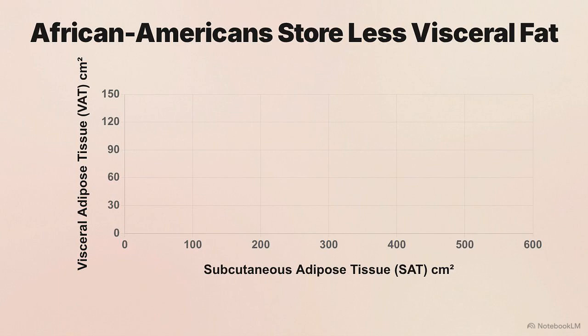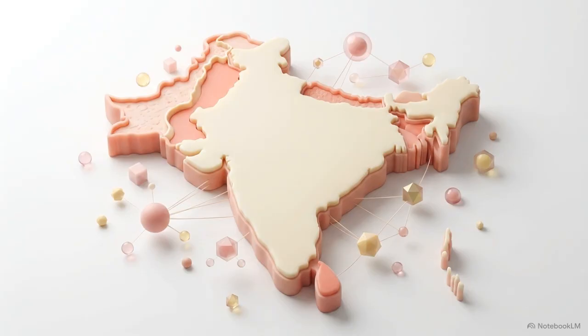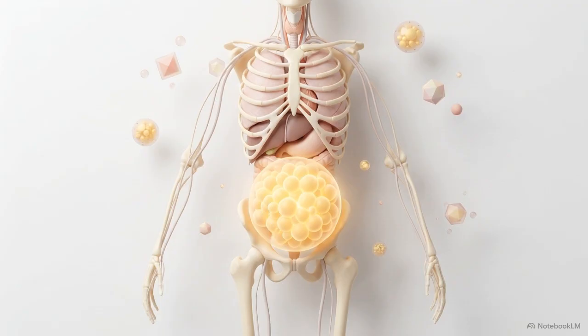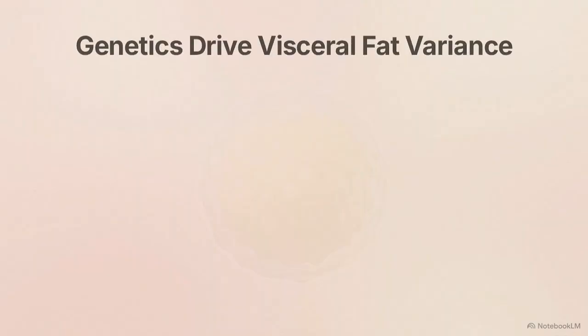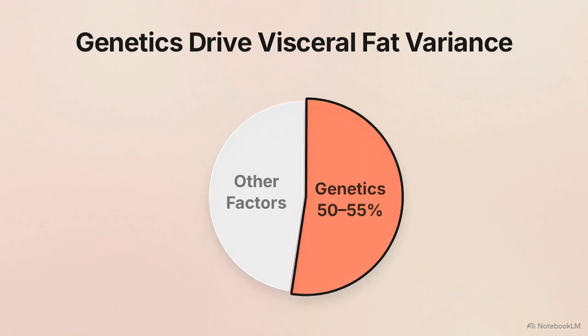This regression graph tracks visceral fat accumulation relative to subcutaneous fat. For Caucasian youth, the slope sits at 0.23, but the slope for African American youth is 0.17. They accrue visceral fat at a 26% lower rate relative to their subcutaneous fat. The most extreme proof that visceral fat is independent of BMI is found in the South Asian thin fat phenotype. Indian infants frequently present with central adiposity and high insulin levels at birth, despite having low overall muscle and visceral mass. In many cohorts, between 50 and 55% of the variance in visceral fat levels is dictated purely by genetics.